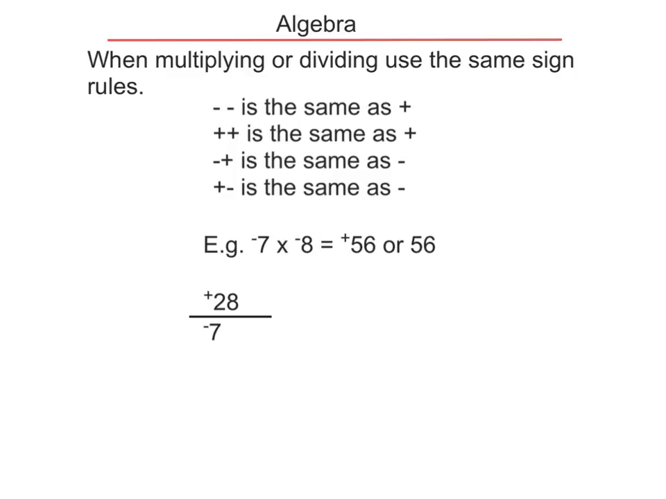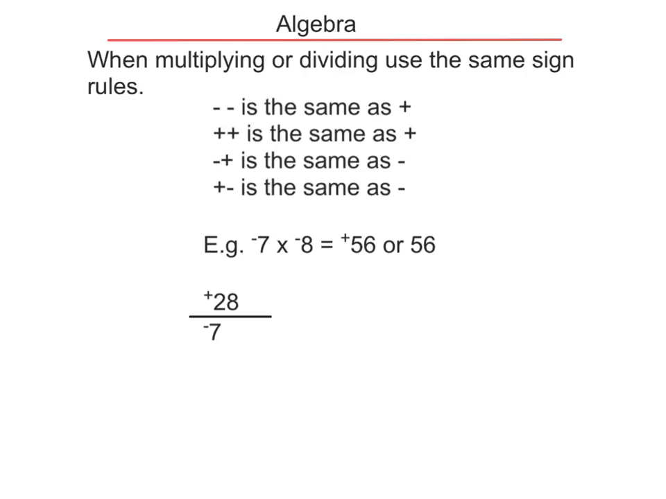When multiplying and dividing, we still use the same rules for working out what the sign is going to be. Two negatives make a positive, two positives make a positive, etc. However, we must multiply first and then work out the sign, or divide first and work out the sign. So in this example here, when I've got 7 times 8, I just go 7 eights are 56. Two negatives make a positive. And so the answer is positive 56, or I can just write 56 because that means the same as positive. If we leave the positive off, everybody knows it's positive.